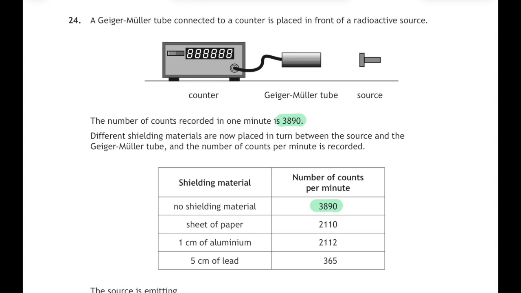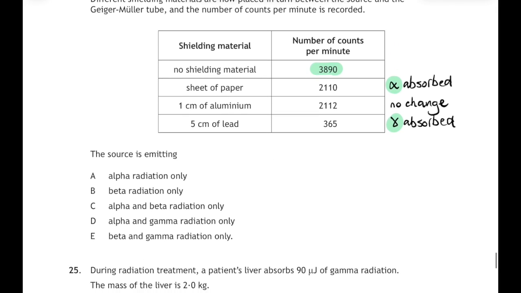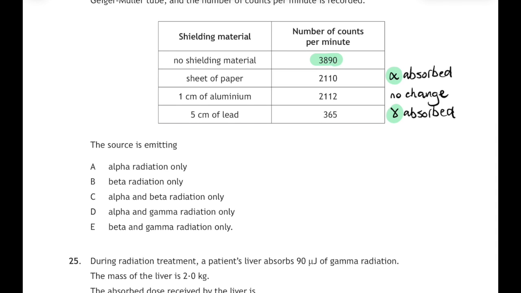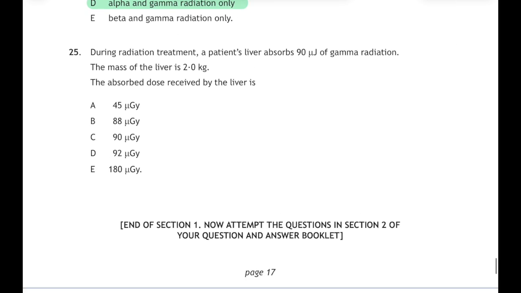So paper absorbs alpha radiation. And then we put in a centimetre of aluminium, and there's no change to the reading. And if there's no change, then that means there's no beta radiation. And then we put in 5 centimetres of lead, and the reading goes down to 365, so some gamma radiation is being absorbed. So the two types of radiation that are present in the source are alpha and gamma radiation only. That's answer D.